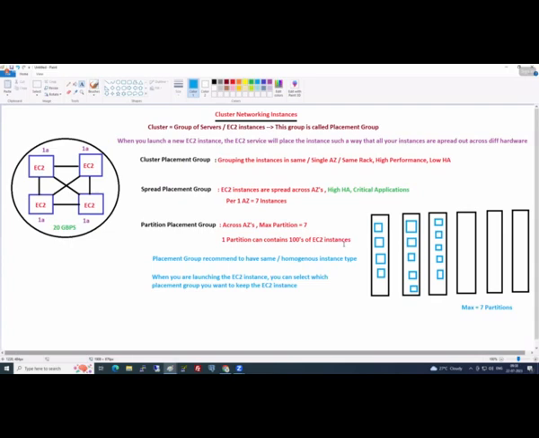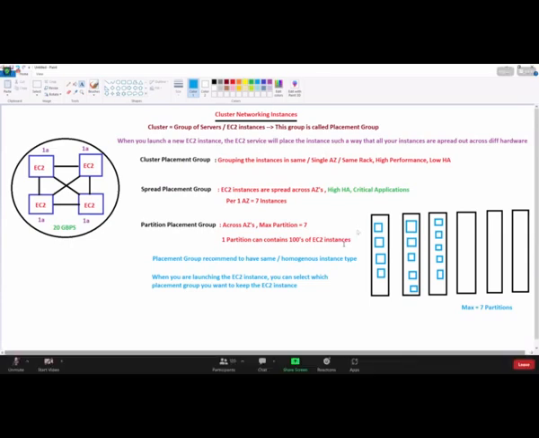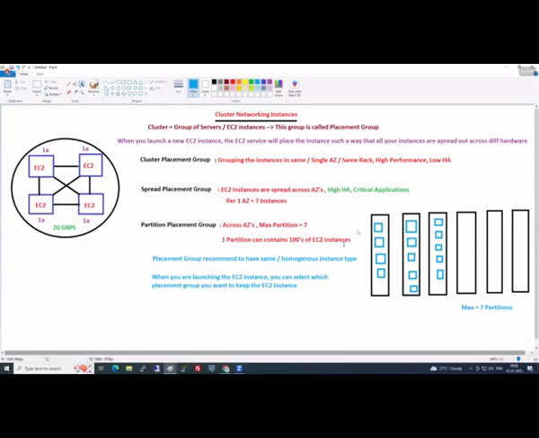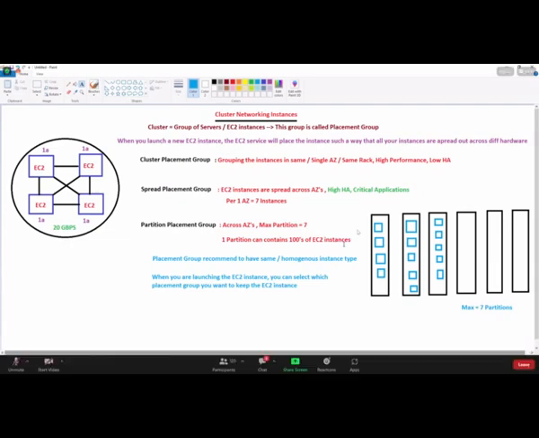Guys, is this clear till here, everyone? Last point. When you're launching the EC2 instance, you can select which placement group you want to keep the EC2 instance in. So first of all, you need to create a group, either cluster, spread, or partition. The group contains EC2 instances only. When launching the EC2, select the cluster placement group. If you're launching 5, 10 servers, you can group them in the same group.